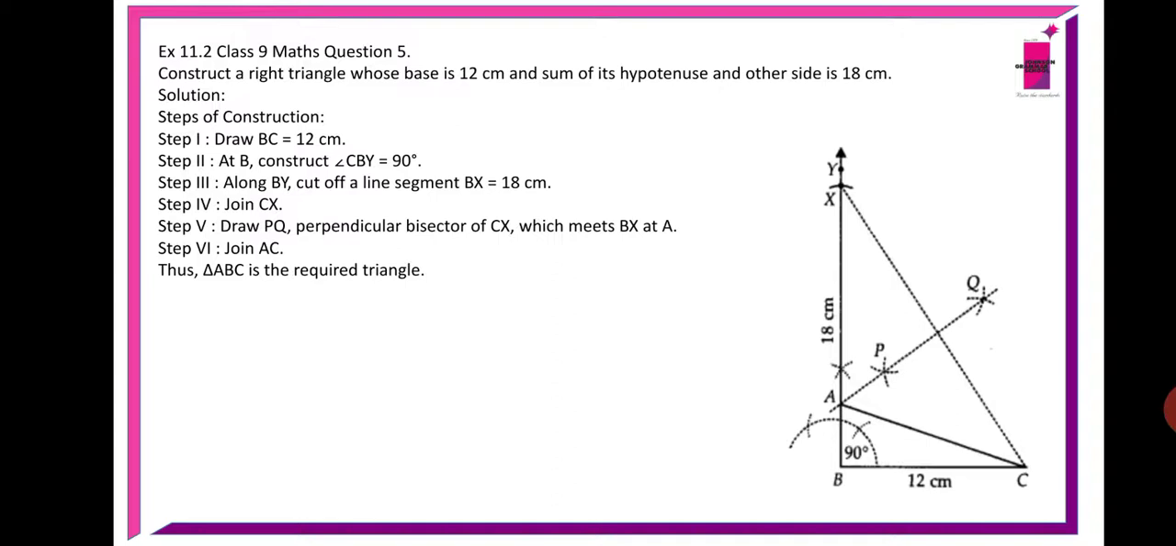Join CX. Draw PQ, the perpendicular bisector of CX, which meets BX at A. Join AC. Thus, triangle ABC is the required triangle.